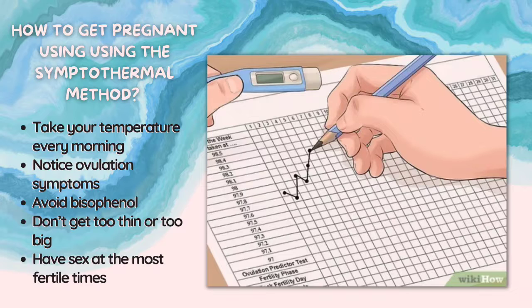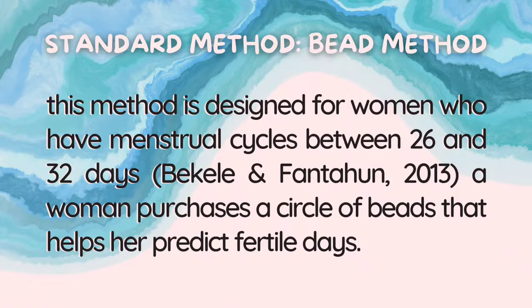Kapag nag-ovulate ang babae, ang lifespan ng sperm cell ay 12 to 24 hours. Dapat mas mauna ang sex bago ang ovulation ng babae. Standard day method: cycle beads. This method is designed for women who have menstrual cycles between 26 and 32 days, by Bickel and Fantahon, 2013.